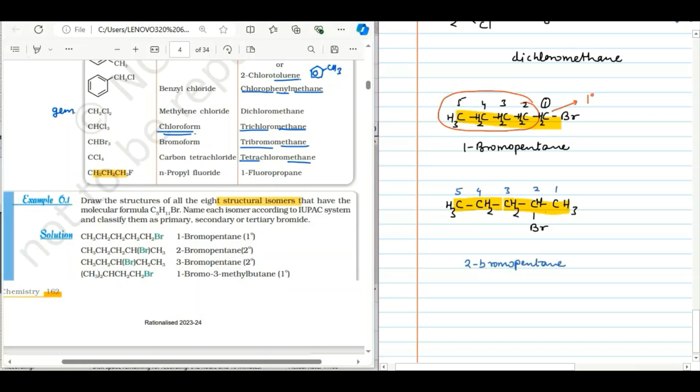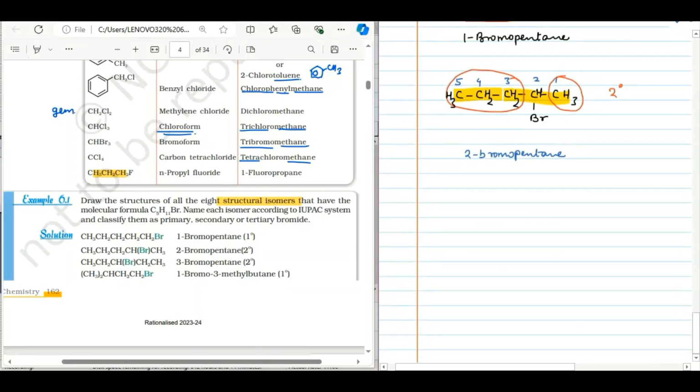Now classify it as primary, secondary or tertiary. Look at the carbon to which bromine is bonded. This is one alkyl group and this is another alkyl group to which the carbon bonded to bromine is bonded. As there are 2 alkyl groups, this carbon is a secondary carbon, or the halide is a secondary halide.